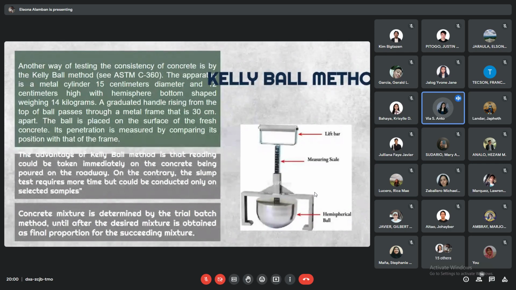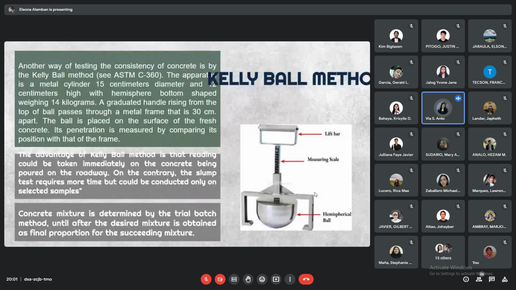So another way of testing the consistency of concrete is by the Kelly ball method. The apparatus is a metal cylinder 15 centimeters in diameter and 12 centimeters high with a hemisphere bottom shape weighing 14 kilograms. A graduated handle rising from the top of the ball passes through a metal frame that is 30 centimeters apart. The ball is placed on the surface of the fresh concrete. Its penetration is measured by comparing its position with that of the frame.